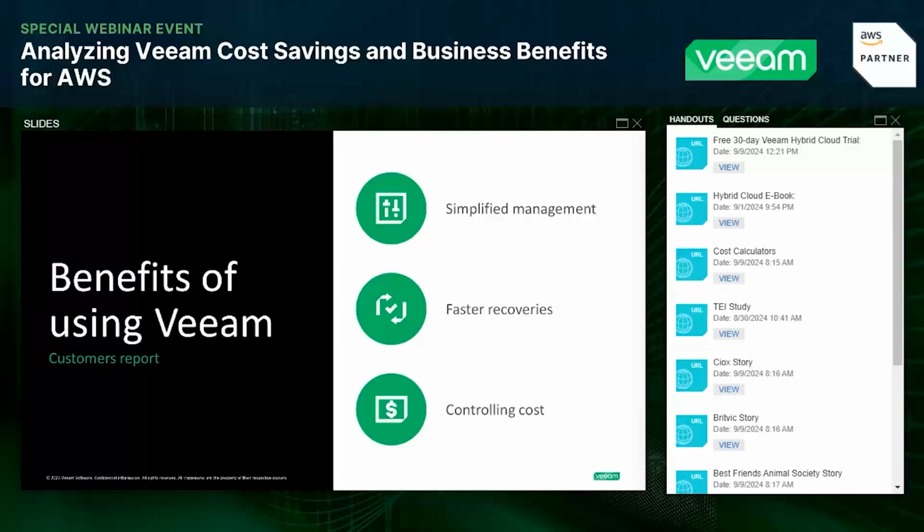And next are our fast recoveries. An IDC study demonstrated that Veeam is 7 times faster at recovery than other solutions. So whether you want to recover a full instance or even at a granular level with the individual file, that is able to keep your business running even when an incident occurs. And when done properly, you can make sure that you recover reliably so you're not recovering corrupted data.